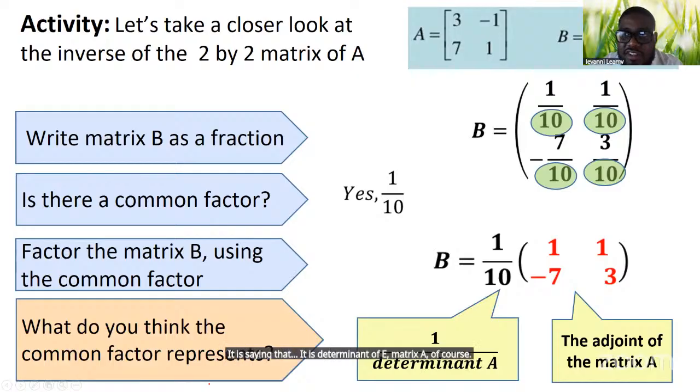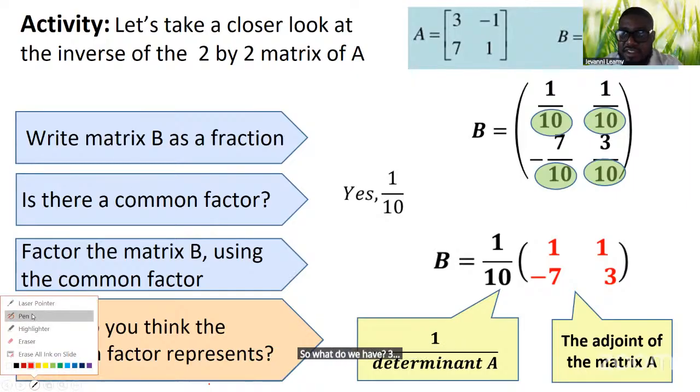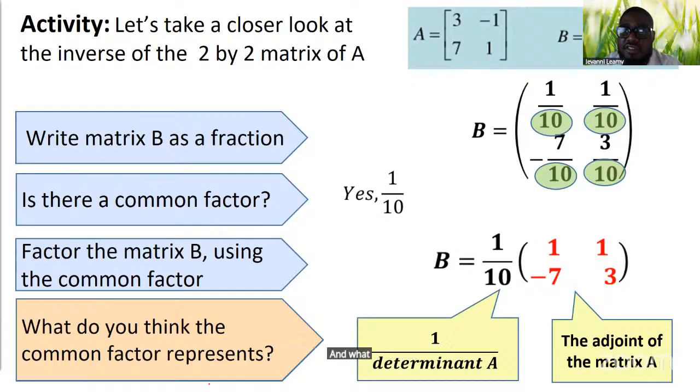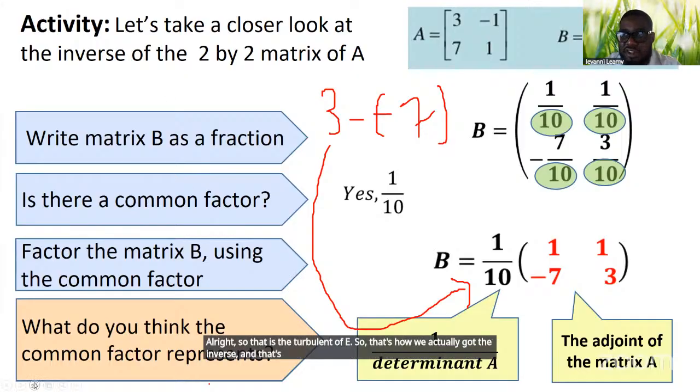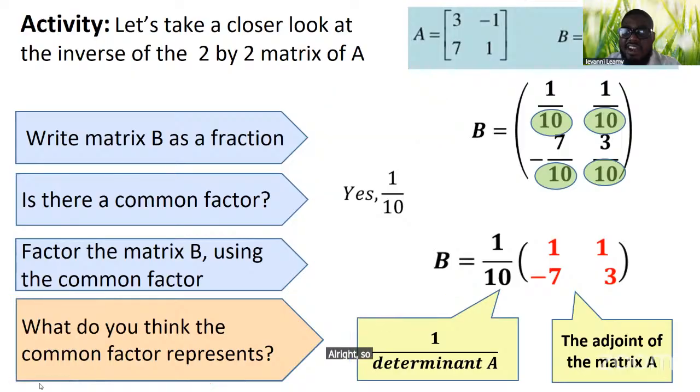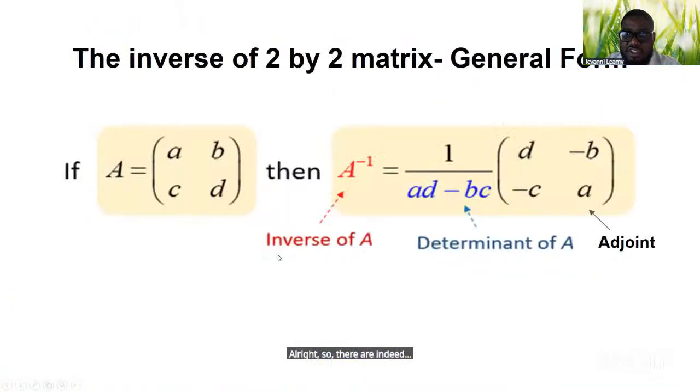How do you know it's the determinant of matrix A? 3 times 1 is 3, minus -1 times 7, which is -7. So what do we have? 3 minus -7. And what does 3 minus -7 give us? It gives us the 10 that we have right here. All right? So that is the determinant of A. So that's how we actually got the inverse. All right? So they are indeed inverses of each other.